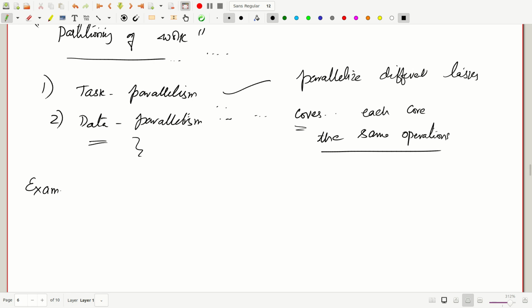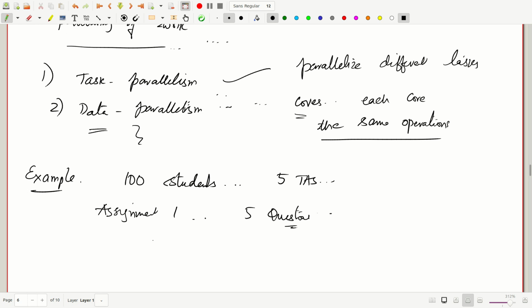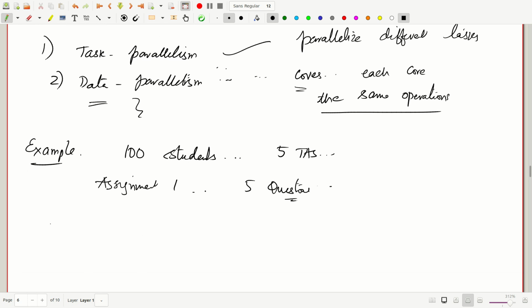So let us consider an example. For this course, let's say we have 100 students. We are not yet there, but let's assume we have 100 students, and then we have 5 teaching assistants, and you have just submitted your assignment 1 that contains, let's say, 5 questions. Each of the questions is different, and these have to be graded. Let's say the TAs would grade them. Essentially, grading one particular question is one task. That means if, let's say, teaching assistant 1 grades question 1 for all the 100 students.